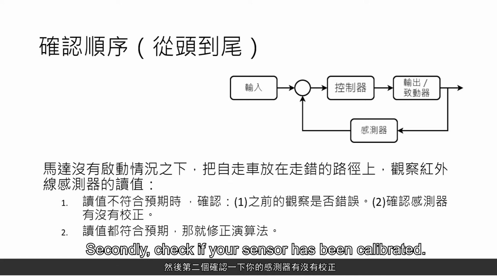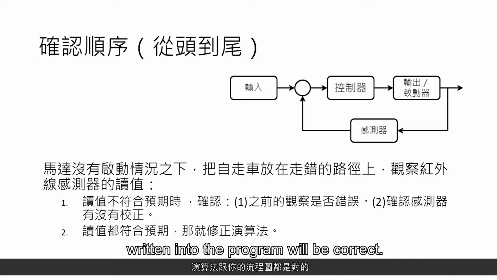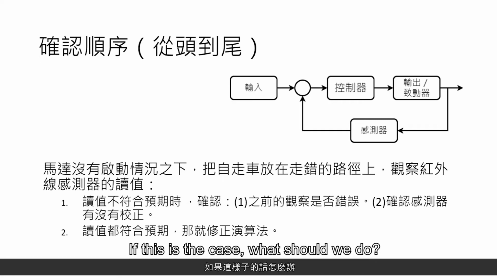Secondly, check if your sensor has been calibrated. If your readings are all normal, it means that the rule you've determined is wrong. If there's a problem with the rule, no matter what you write, you'll be wrong. If the rule is correct, the algorithm and flowchart written into the program will be correct. There should not be much problem. If this is the case, what should we do?